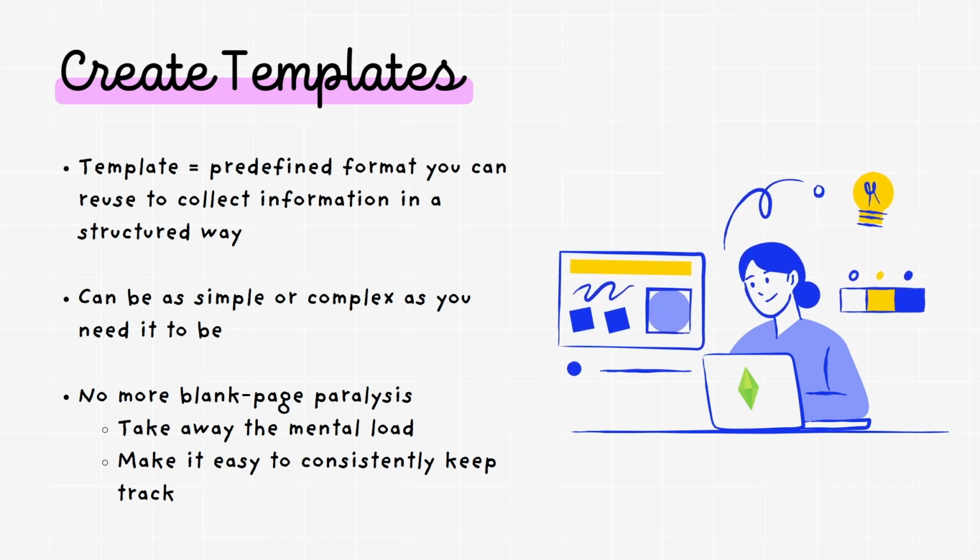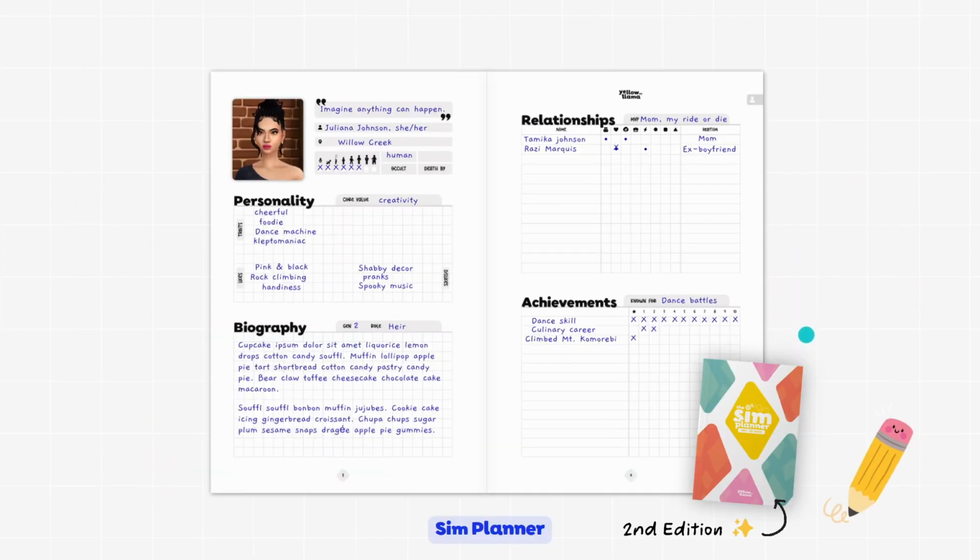You would simply fill out what matters. If I want to add more information or look back on what happened, I know exactly where to find it. Let me show you some examples. So this here is a page out of the Sim Planner.